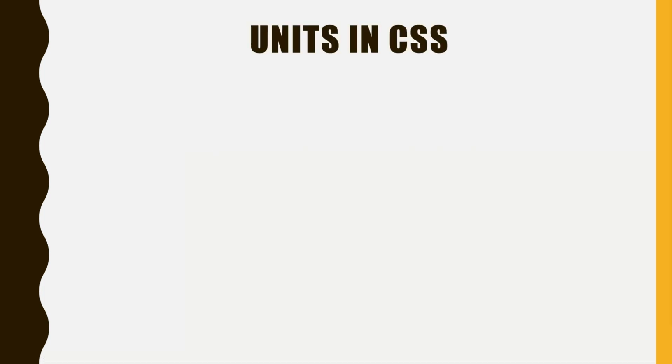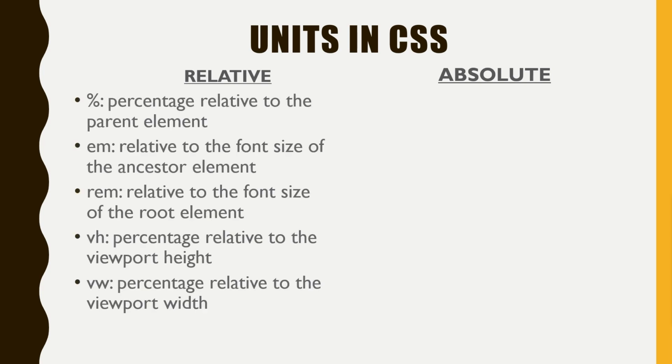Units in CSS are used to specify the measurement of properties. For example, the width and height properties define the size of an element. There are two types of units, relative and absolute. Relative units are based on something else, such as the font size of the parent element. Examples of relative units include %, rem, em, vh, and vw.